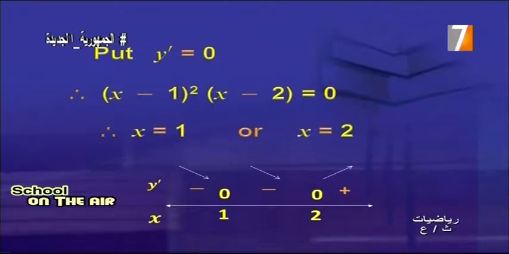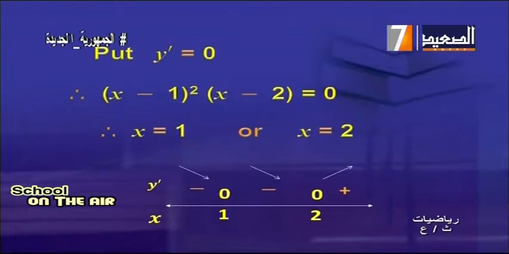We draw the number line and discuss the intervals. We find that in the open interval negative infinity and 1, the function is decreasing because y dash is negative. And in the open interval 1 and 2, y dash is negative, then the function is decreasing. And in the open interval 2 and infinity, y dash is positive, then the function is increasing.